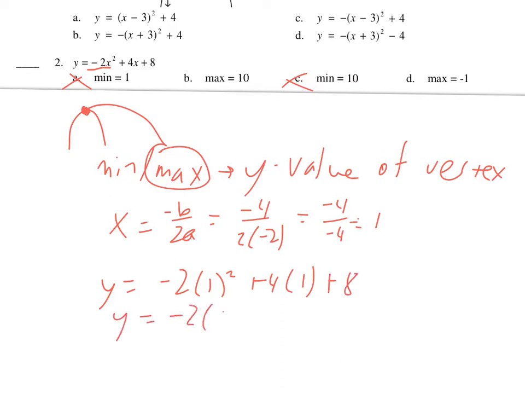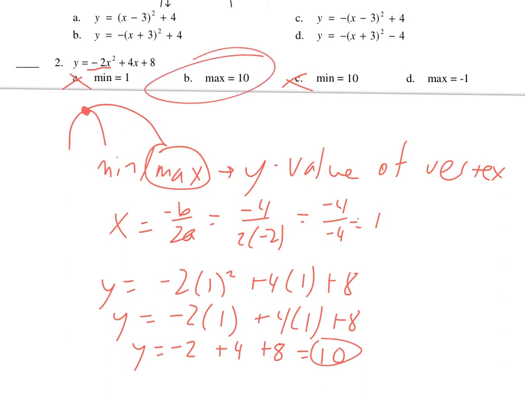We got to do PEMDAS here, so I got to do the exponent first, and then I got to do my multiplying. And now I'm going to add everything up. So negative 2 plus 4 is 2, plus 8 is 10. So it's a max of 10.